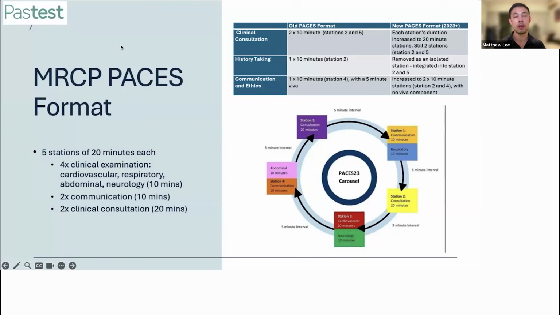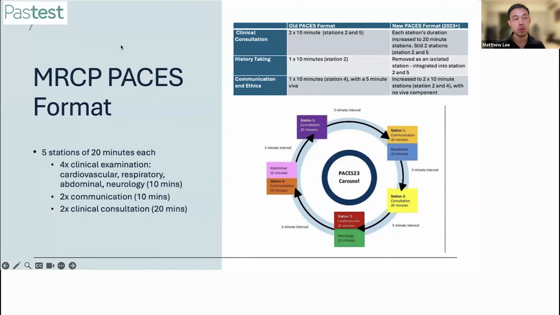Okay, so the short takeaway from the change in the PACES format is the consultation stations have changed from 10-minute stations to 20-minute stations, which means that there's more time to take history, and that does change the differential diagnosis actually of what comes up, because it's not a spot diagnosis anymore. It's a history, examination and go from there.